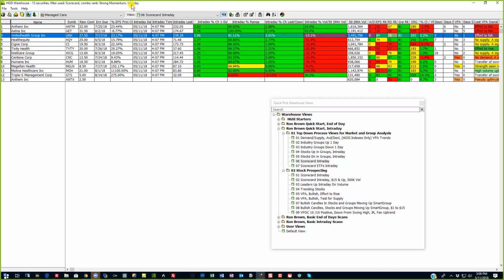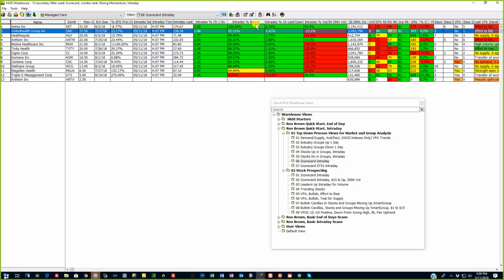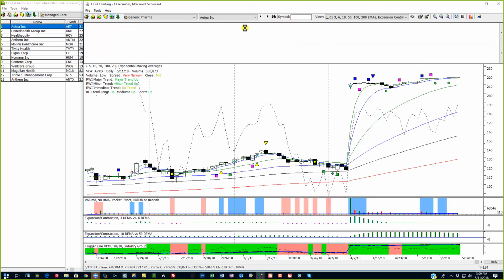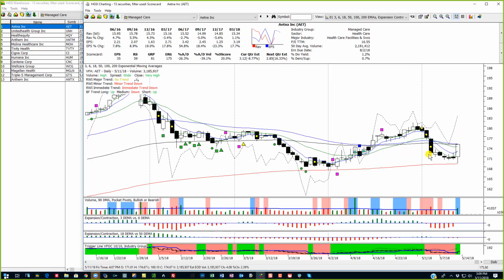I'm sorry, the intraday combo. So it's showing the strength. So let's look at Aetna. Okay, now this is another group that was going up, and it's come down and corrected a little bit, but notice how it held steady here.